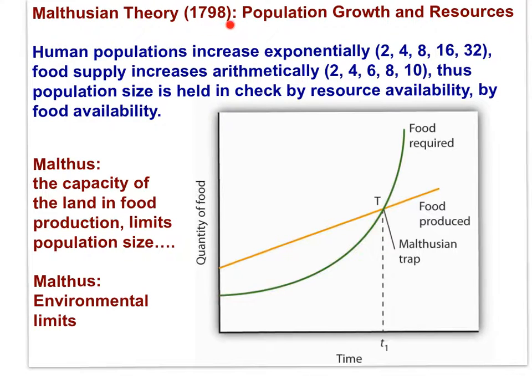Malthus, in the late 1700s, suggested that while human populations increased exponentially, food supply would not be able to keep up, as food supply increases arithmetically as a function of the amount of available land. Malthus speculated that limited food supplies would limit human population size. Malthus suggested that limits to growth were environmental or biological.